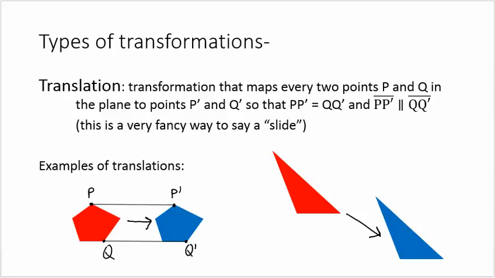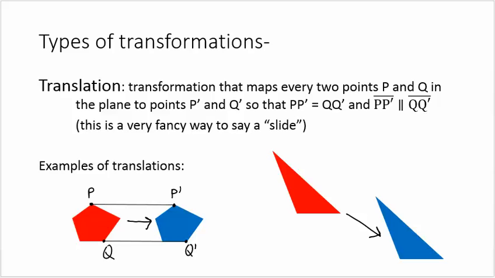Finally, we have the transformation that's called a translation. The technical definition is pretty fancy, but what it says is that it's a transformation that maps every two points, P and Q, in the plane to points P prime and Q prime, so that the segments P, P prime and Q, Q prime are equal, and they are also parallel. This is really just a very fancy way to say a slide.